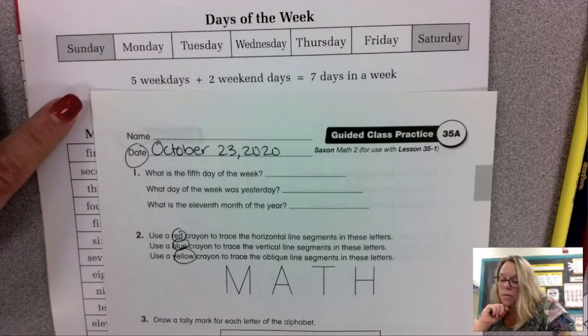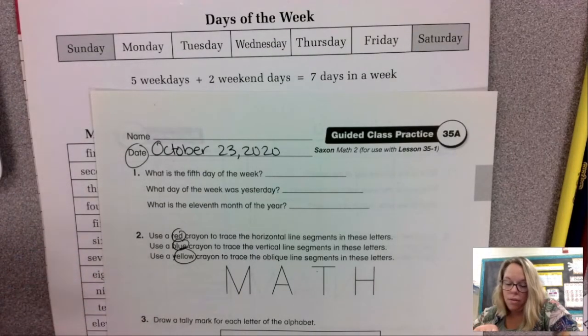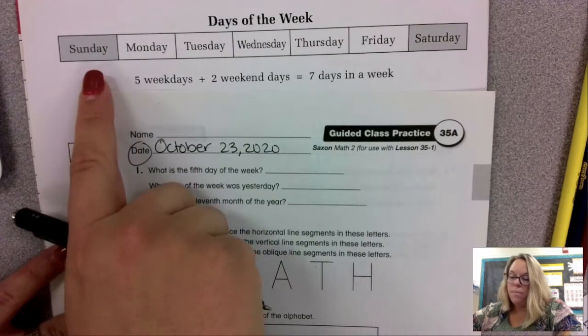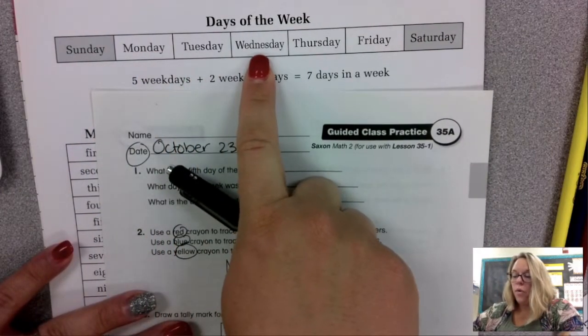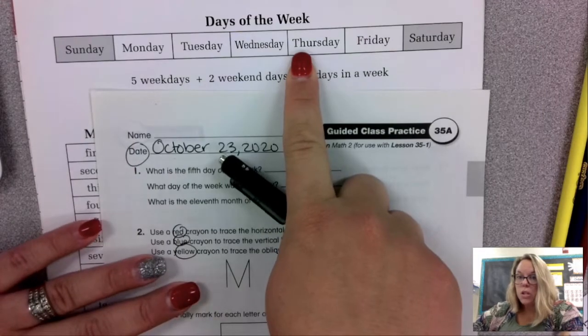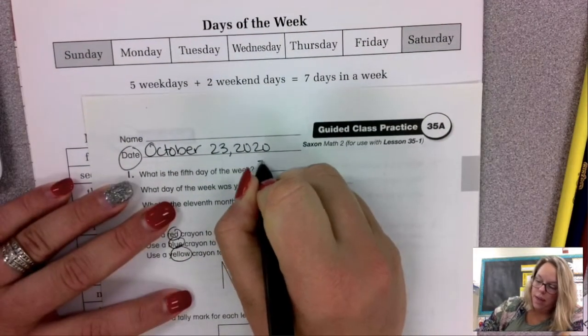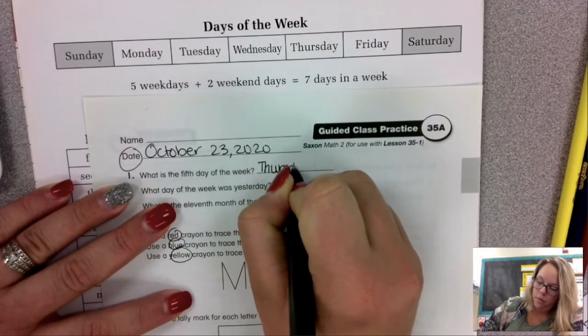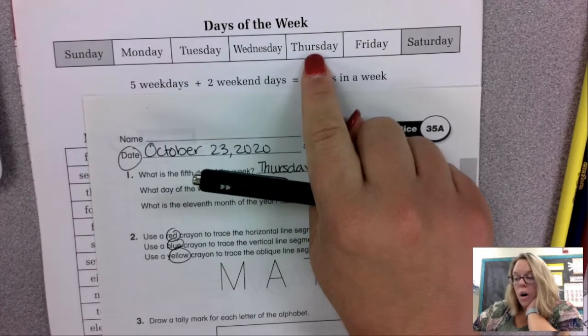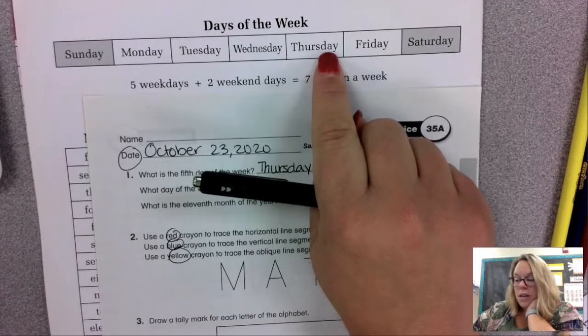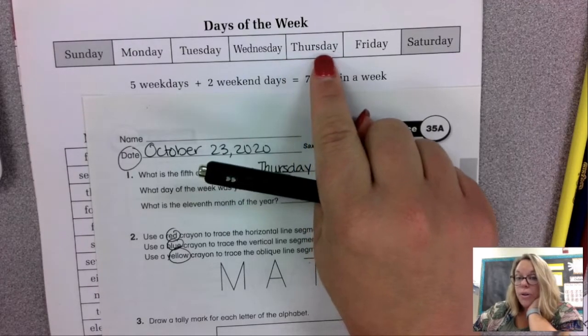Well, here's our days of the week. We need the 5th day of the week. 1st, 2nd, 3rd, 4th, 5th. So the 5th day of the week is Thursday. Thursday.